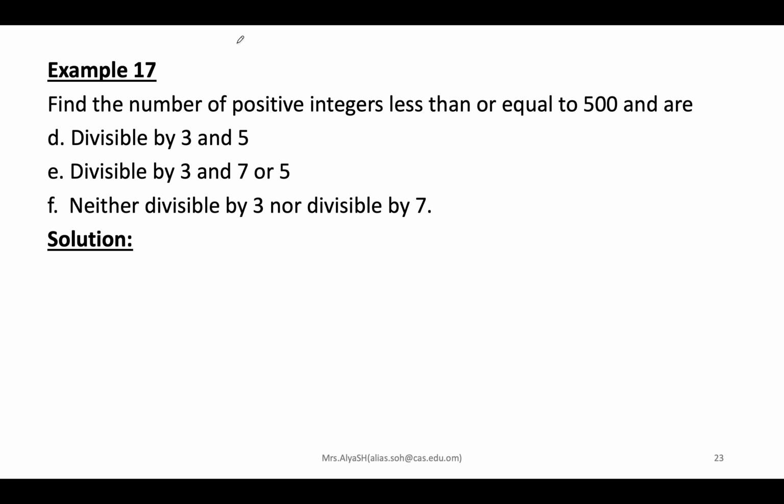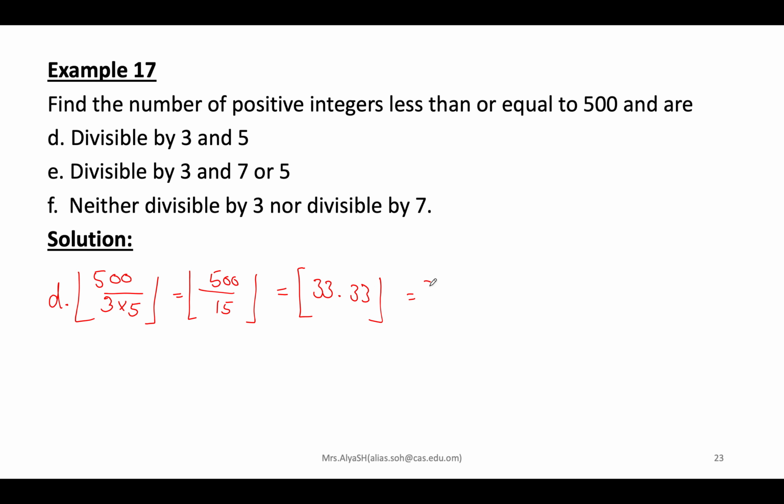Same question, different questions. We need to find the numbers divisible by 3 and 5. So to do so, I need to find the numbers less than or equal to 500 that are divisible by 3 and 5, and this equals 500 divided by 15. And here we got 33.33. So this means that there are 33 numbers divisible by 3 and 5.